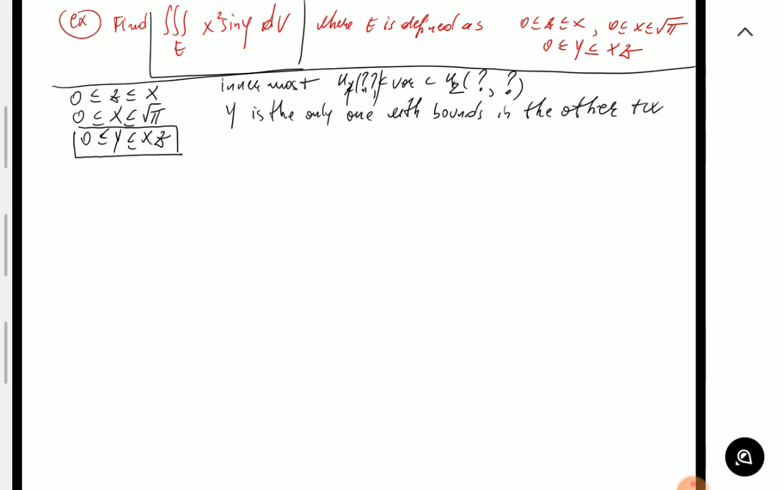Now what happens if all bounds depend on a single variable? Then it doesn't really matter which one gets to be the innermost one. It is still true, even in the triple integral, that the outermost integral must have constant bounds.